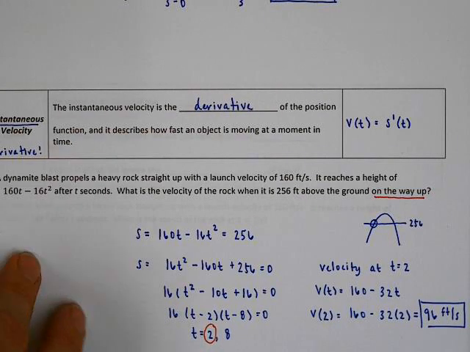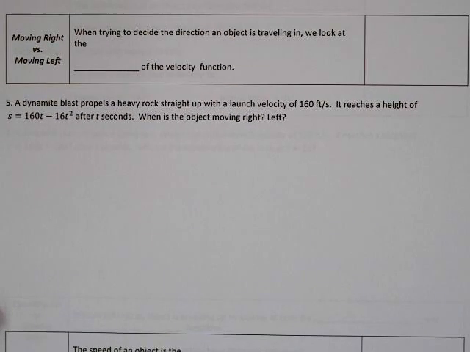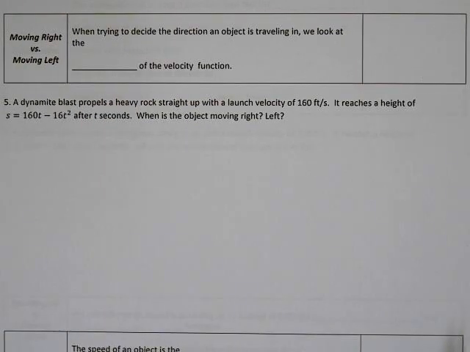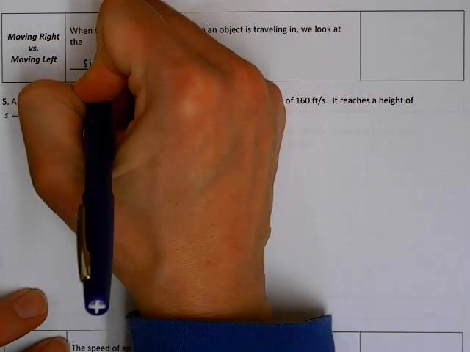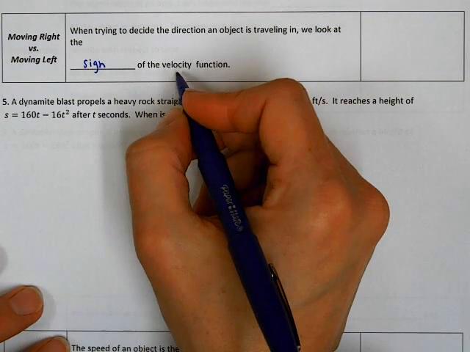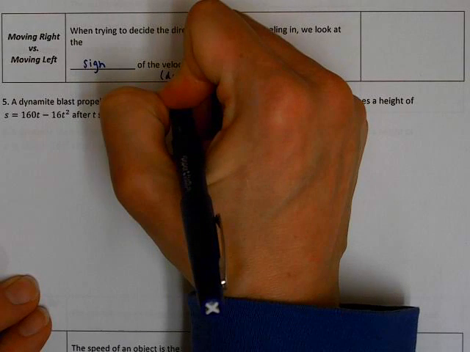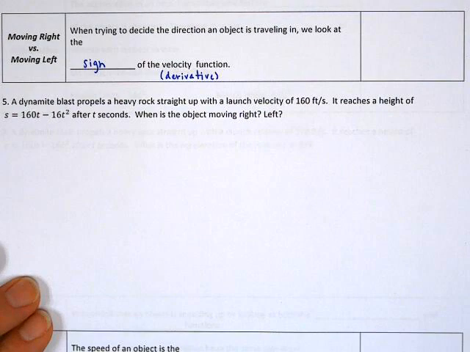All right, moving on. The next thing we're going to look at is when we're moving right versus moving left. And this is an area where you're going to see a big connection to what we were doing when we were analyzing f prime, analyzing that derivative to tell us about the function. So when we're trying to decide if we're moving right or left, we look at the sign of the velocity function, right? The velocity we know is the derivative of position, so we're looking at the sign of the derivative, just like we did last chapter when we wanted to know if we were increasing or decreasing.